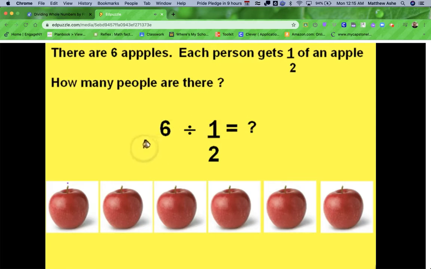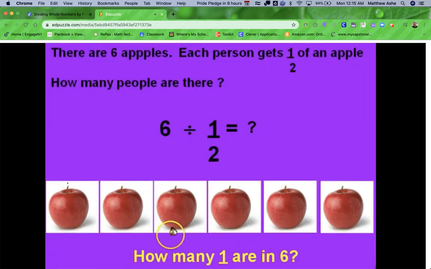In order to solve 6 divided by half, we need to ask ourselves, how many halves are in 6 wholes? In order to do that, we need to take our 6 whole apples and divide them into halves. Once I've done that, I can count how many halves I have in the 6 whole apples. Now I'm going to count each half separately because each half is a group in this case. And now I see that there are 12 groups of half in 6 wholes.